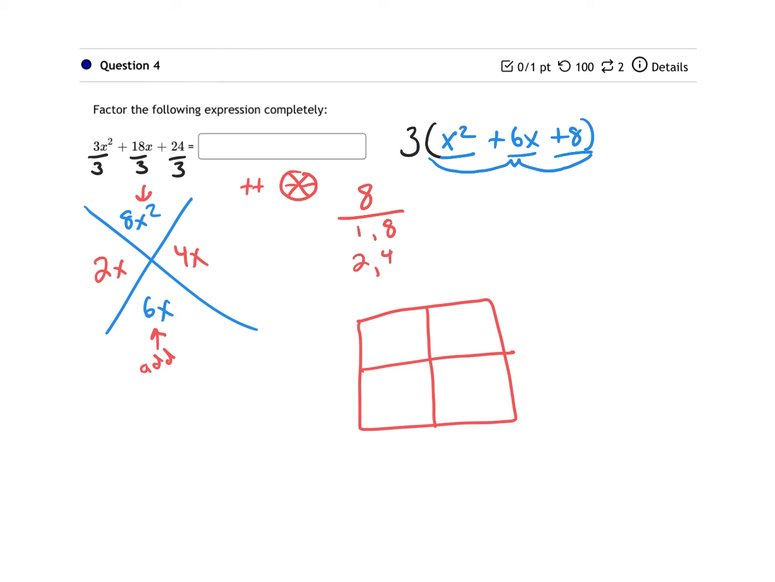When I do that, I take this number right here, x squared, and that goes in the lower left. I take this number here, 8, that goes in the upper right. And then these two numbers go in the other two spots. Doesn't matter where you put those numbers.